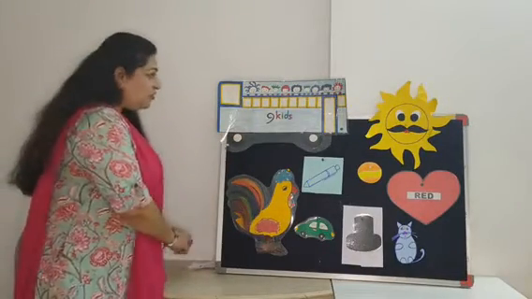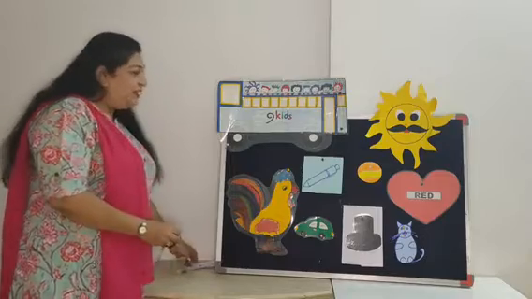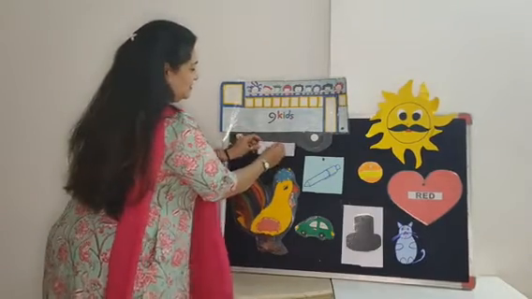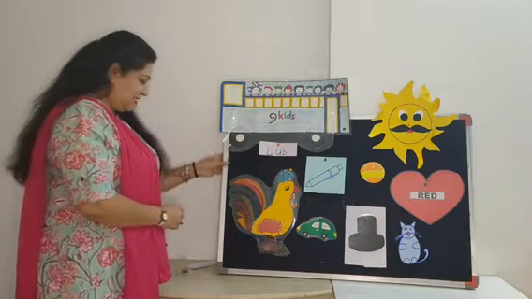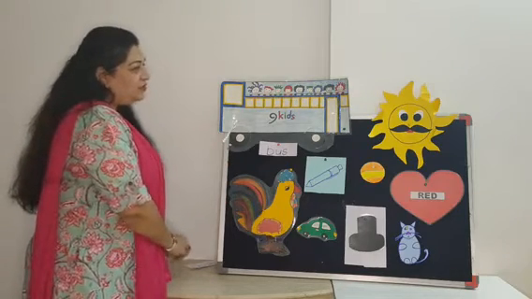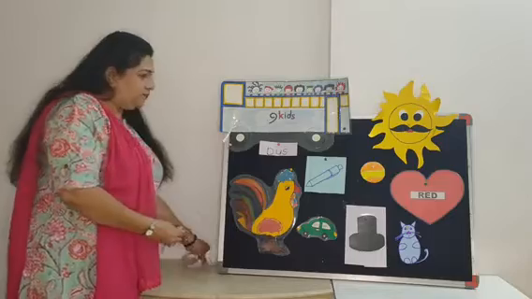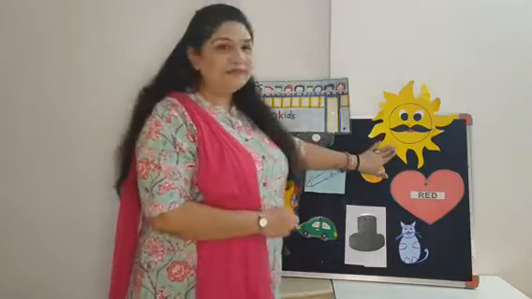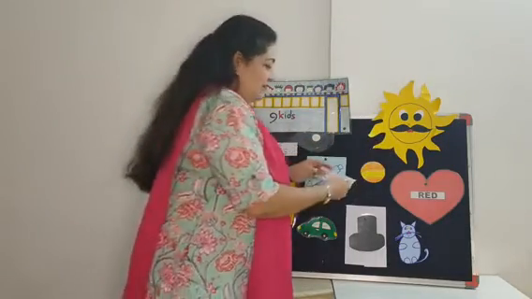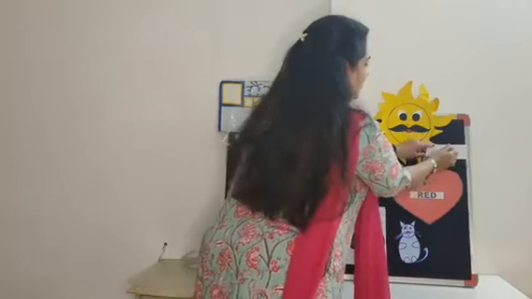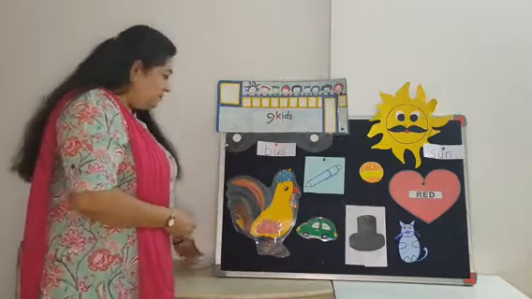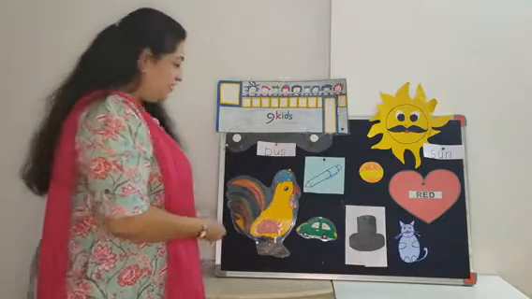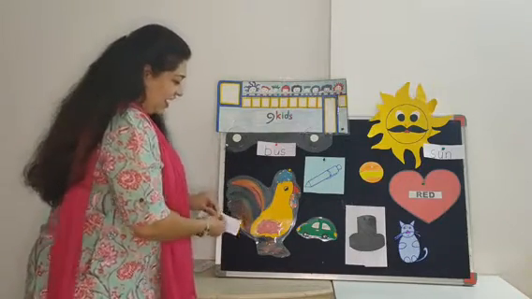Yes, it's a picture of bus. B-U-S, bus. Very good. Then what do we have next? What is this? Sun. Very good. S-U-N, sun. Then we have a picture of hen. Very good. H-E-N, hen.